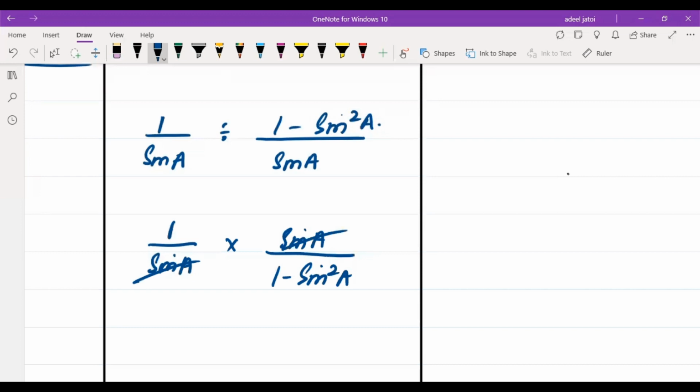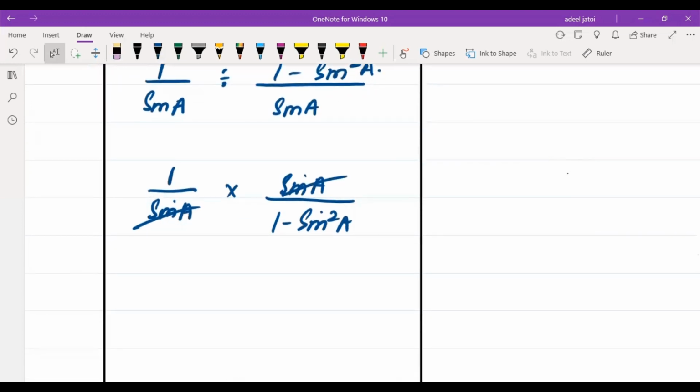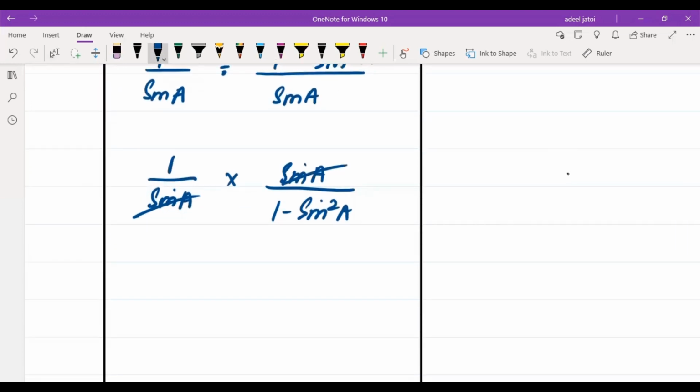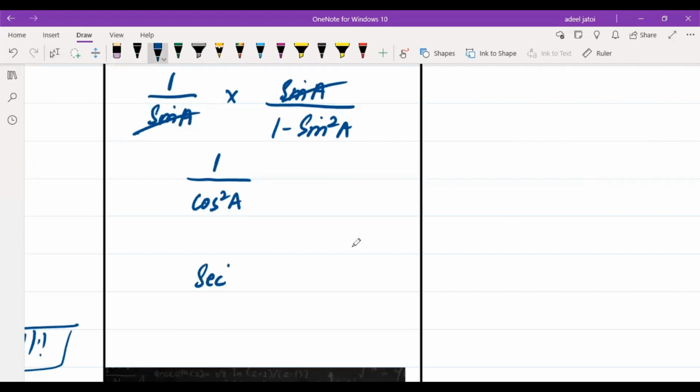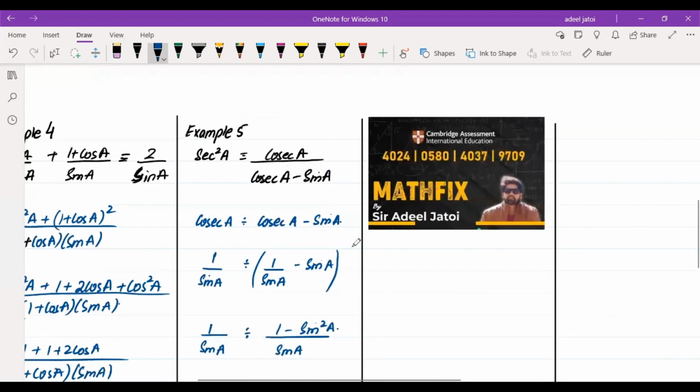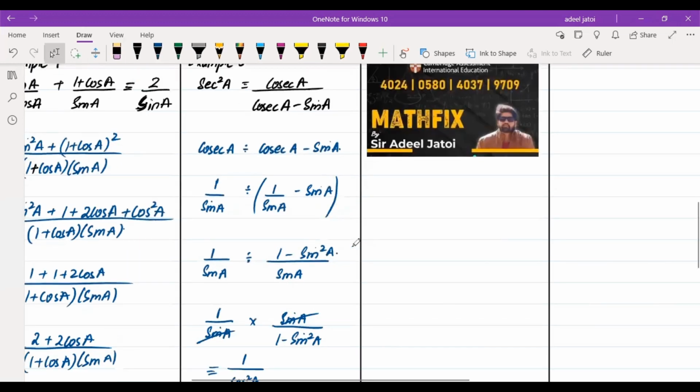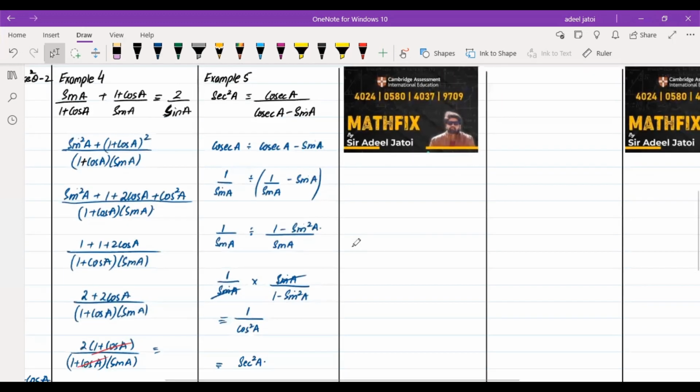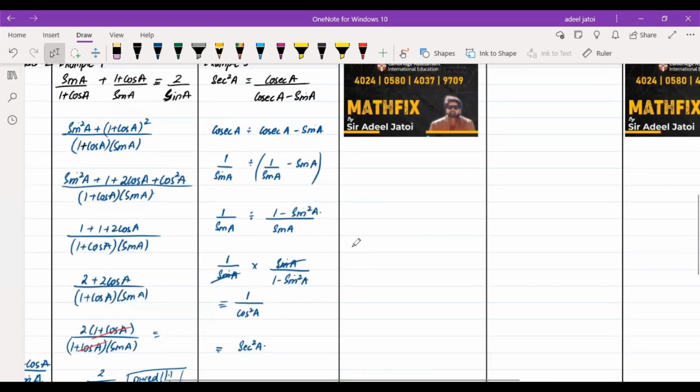So sin A and sin A cancel out. What are we left with? We are left with 1 upon 1 minus sin square A, and remember, 1 minus sin square A can be written as cos square A. So this should be 1 upon cos square A, which is identical to sec square A. So this is what we actually wanted. We wanted to shift from left to right, but we shifted the right hand side values to the left hand side in the given example.